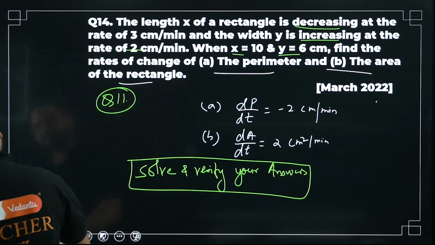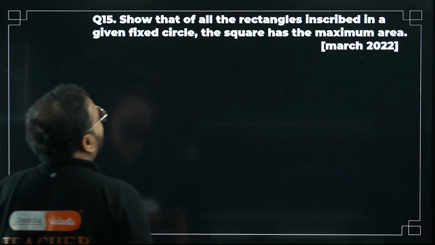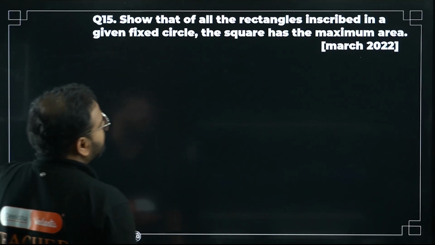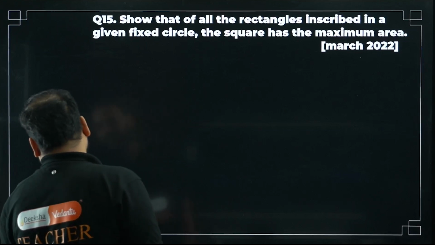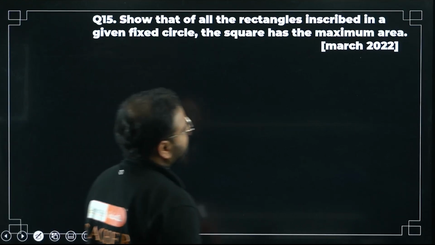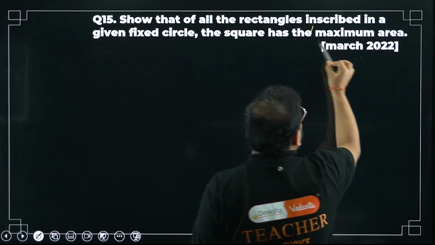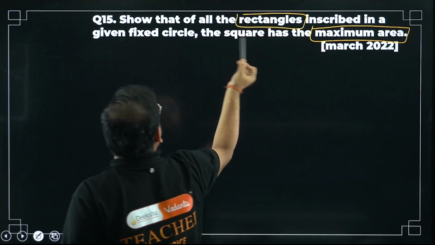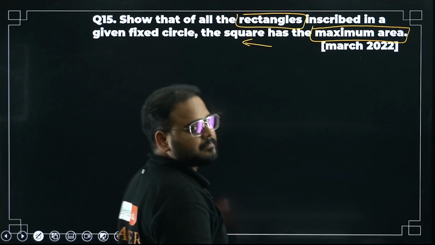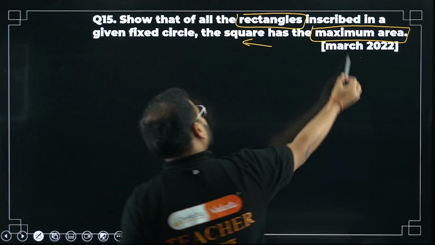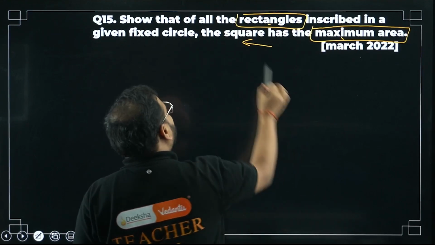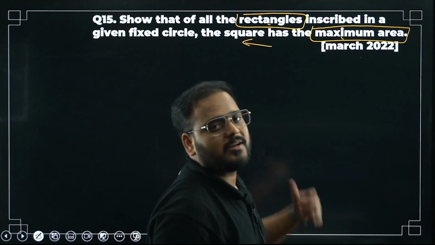Question number 15. Show that of all the rectangles inscribed in a given fixed circle, the square has the maximum area. Excellent question. Okay? Means we have to maximize the area of the rectangle and get that it is coming as a square. Maximize the area of the rectangle inscribed in a circle, and prove that it's a square. How can you prove the square? Sides are equal.